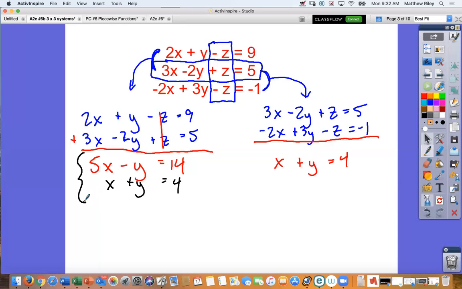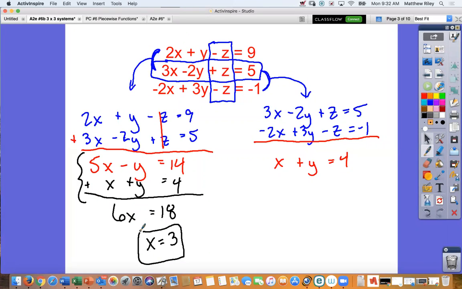So that's why we spend an entire day on 2x2 systems, because really what we're doing with the 3x3 is eliminating a variable to get back to the 2x2 systems. And now it's just like what we've been doing. Do I already have a set of opposite coefficients? Yes, so I add 5x plus x, the y's cancel, and x is 3. Any questions there?